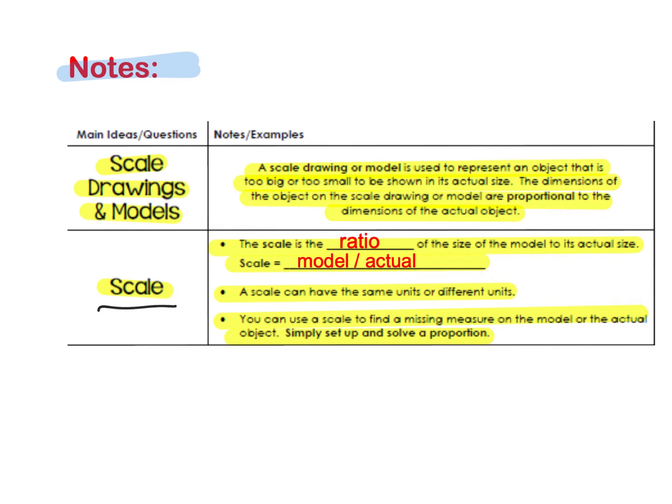The dimensions of the object on the scale drawing or model are proportional to the dimensions of the actual object. Scale is one thing that we definitely have to know. The scale is the ratio of the size of the model to its actual size. So scale is model to the actual size, and we'll be talking about that in our examples. A scale can have the same units or different units, and again, we'll see that in our examples. And you can use a scale to find a missing measure on the model or on the actual object. Just set up and solve a proportion. So again, pause the video so that you can get this all written down, and then we'll get started with our examples.